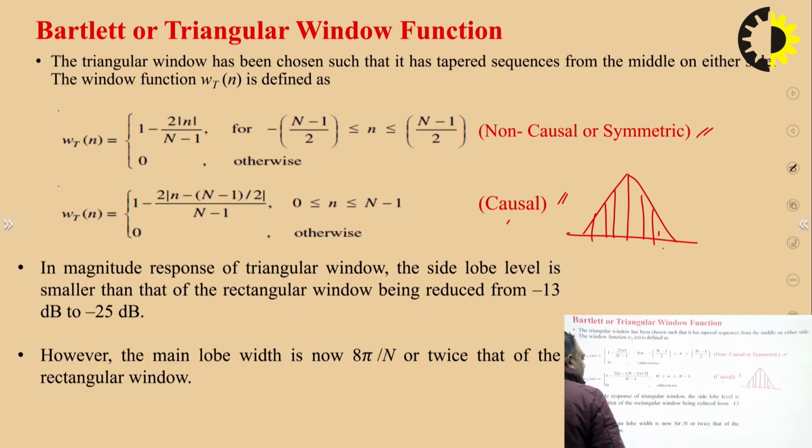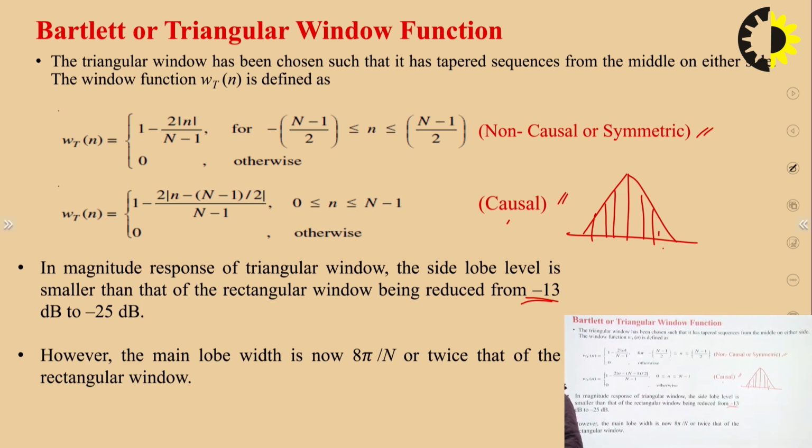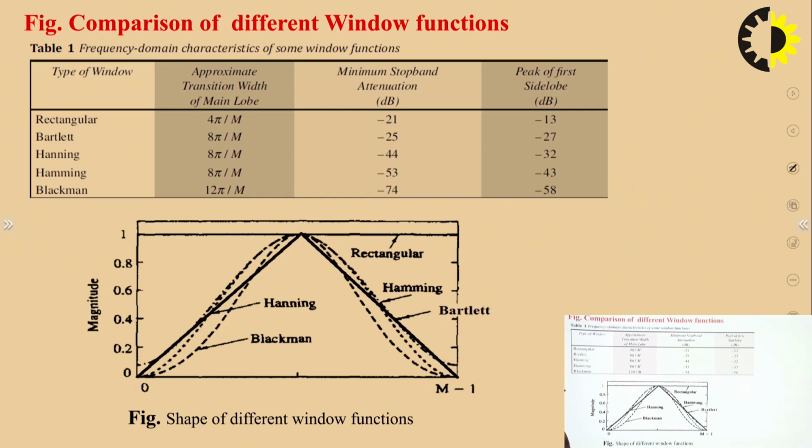In this case we have found that, compared to the rectangular window where the side lobe value is minus 13 dB, in case of the triangular window it is minus 25 dB. So fewer side lobes can be there, and the main lobe width is 8 pi by n, or twice that of the rectangular window. Means when we use the triangular window in place of the rectangular window, our transition bandwidth becomes twice, although we got the reduction in side lobes. So this is basically the comparison.